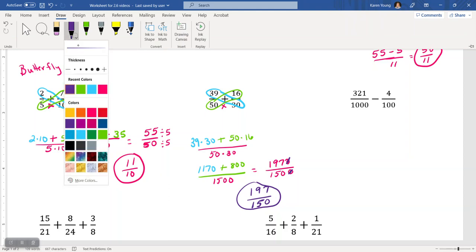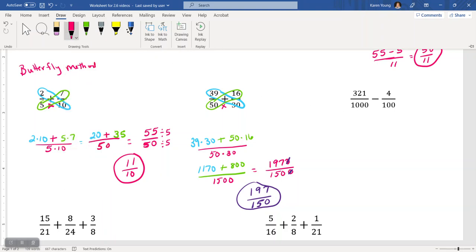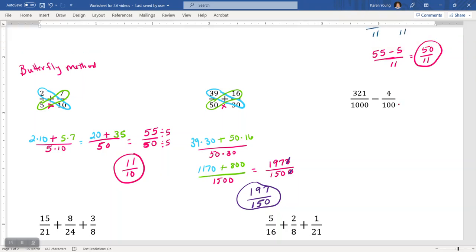Okay, let's look at the next one. Let's do one more with the butterfly method. So I have 1,000 and 100. Actually, let's not do the butterfly method on this one, on second thought. Because I know that I've got 3 zeros here, 2 zeros here. All I have to do is multiply this by 10 to get 3 zeros. So they're both 1,000. Whatever I multiply on bottom, I have to multiply on top, just like I did with the 5 and the 11.